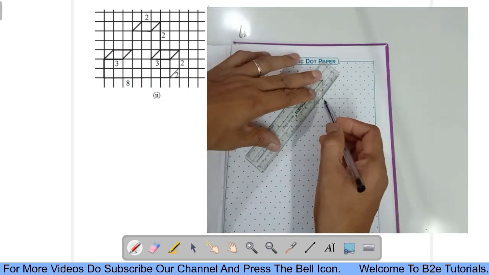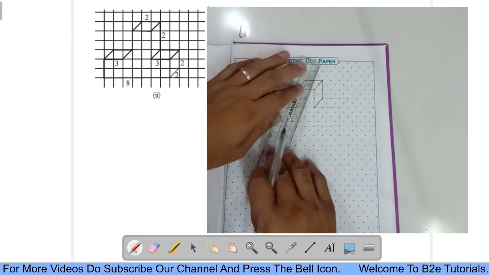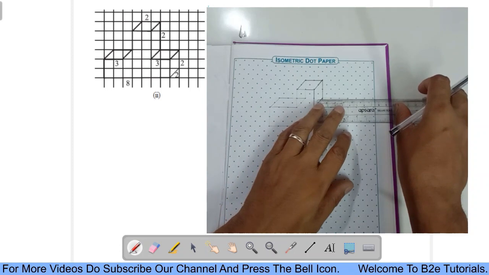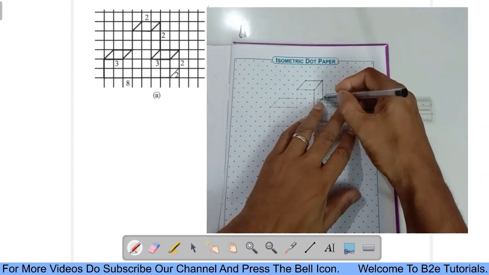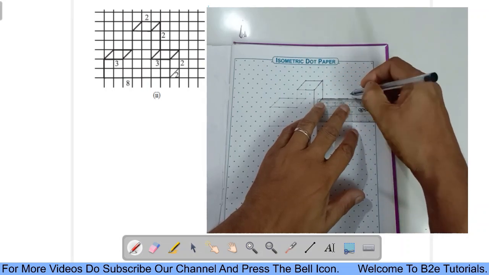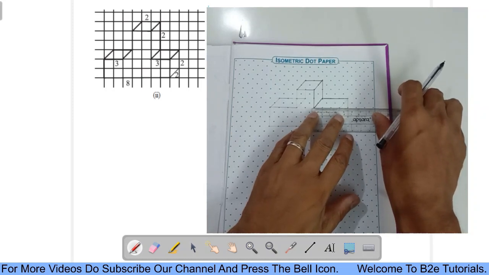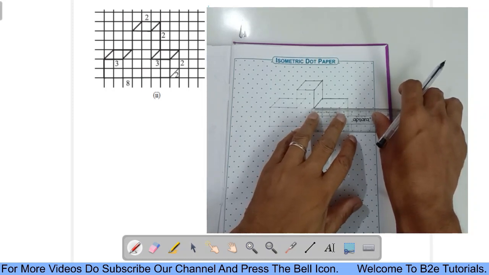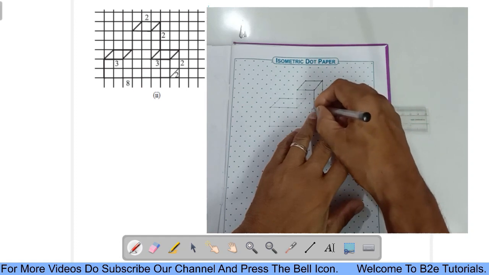Then join again 2 dots. Then from here 3 dots, that is 3 centimeter. 1, 2 and 3. Again here also 3 centimeter, that is 3 dots. 1, 2 and 3.